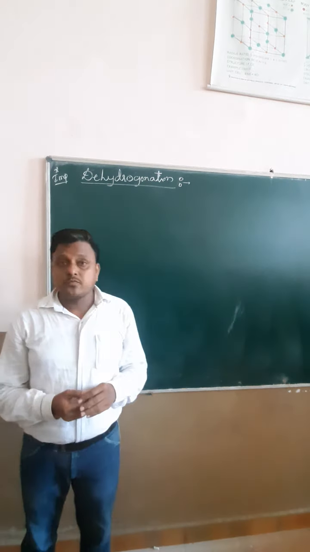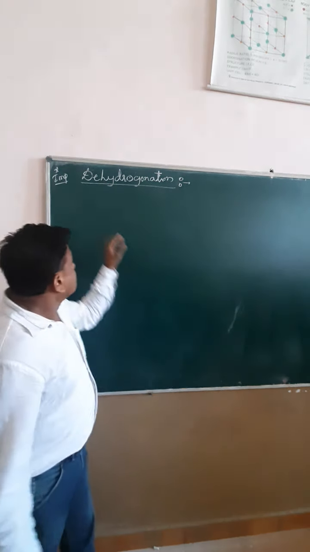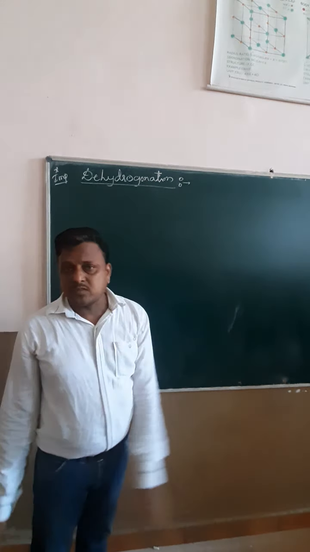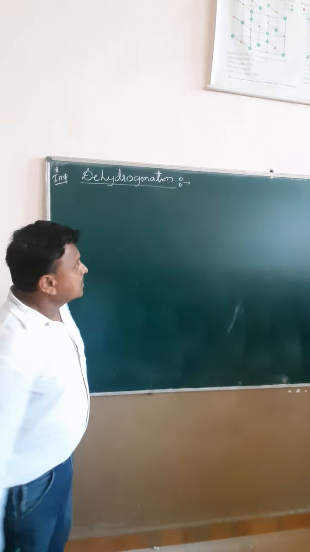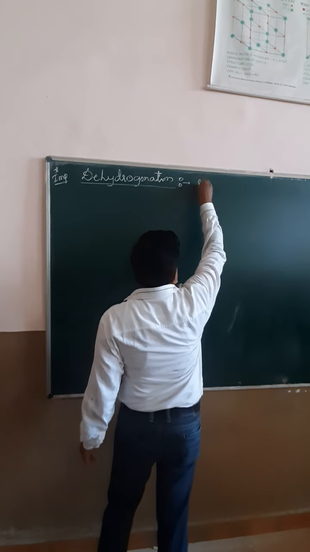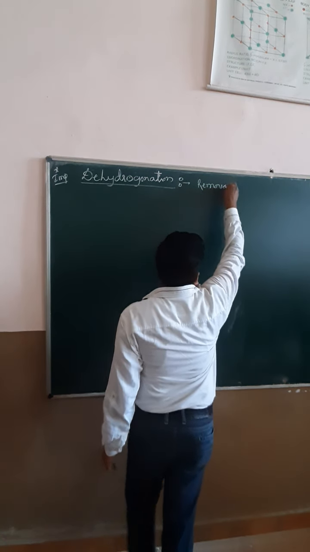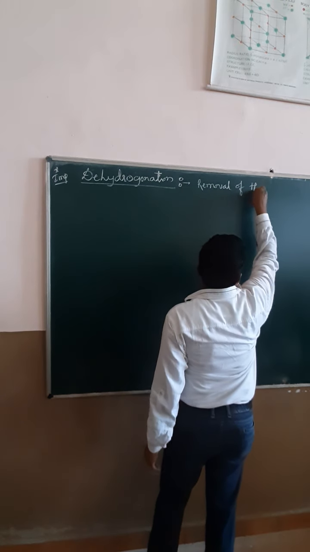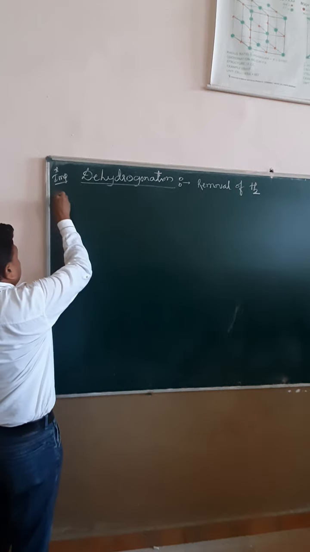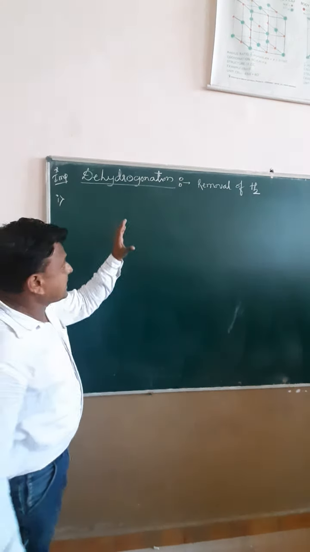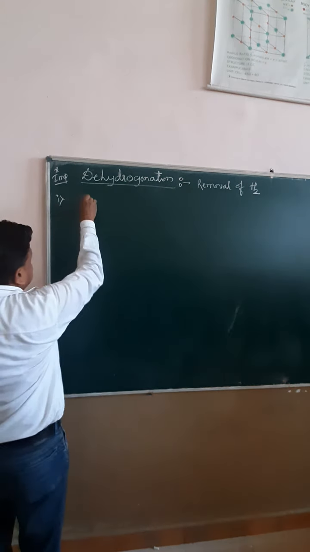In this video we continue the part on chemical properties of alcohol. It's a very important reaction, the dehydrogenation reaction. Dehydrogenation stands for removal of hydrogen. How do we remove the hydrogen from an alcohol? We have three concepts here.